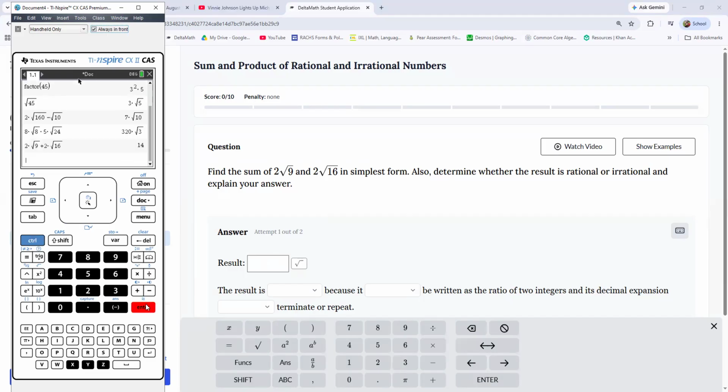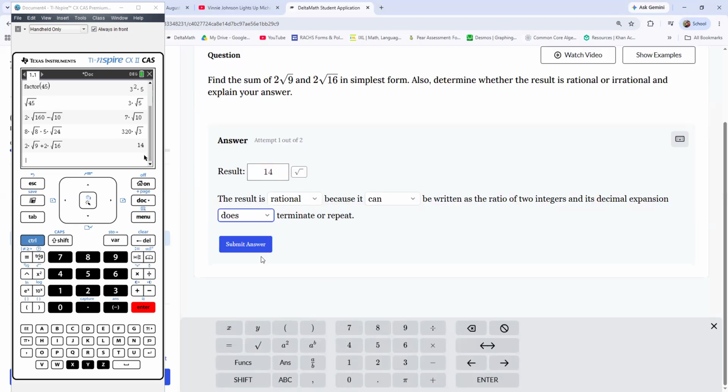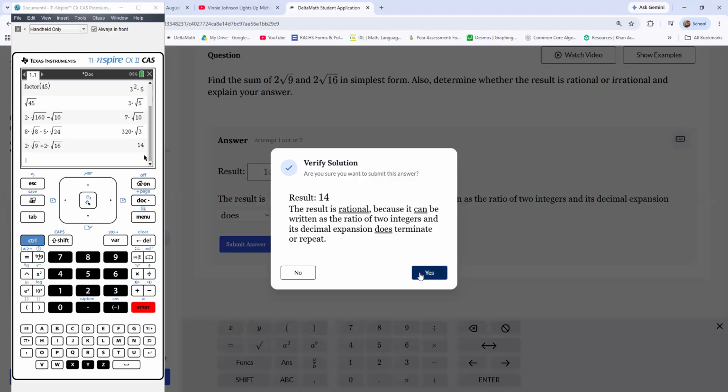And then it says the answer is 14, and that is a rational number because it does not have any decimals. So we would put 14 in here, and then we would say the result is rational because it doesn't have a square root part, and it can be written as a ratio of 2 integers, which is the definition of rational numbers, and it does terminate. All right, so that's what you would do. I want to do another one.